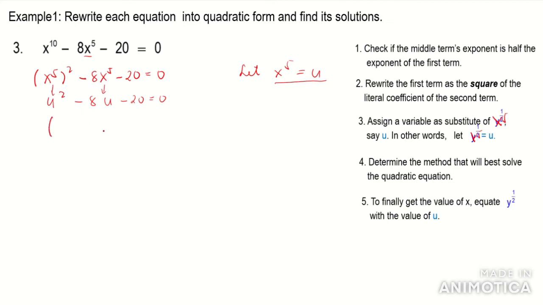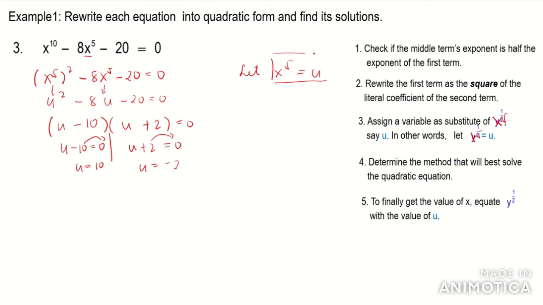Yes. So, let's look for the factors. Factors of u squared are u times u. And the factors of negative 20, when added, the sum is negative 8, is equal to negative 10 and positive 2. Then we apply the zero product property. U minus 10 is equal to 0. U plus 2 is equal to 0. Transpose. So we have u is equal to 10. Then we have u is equal to negative 2.